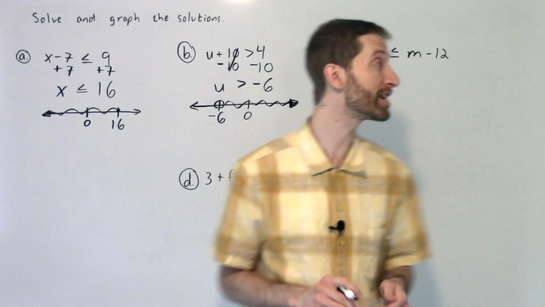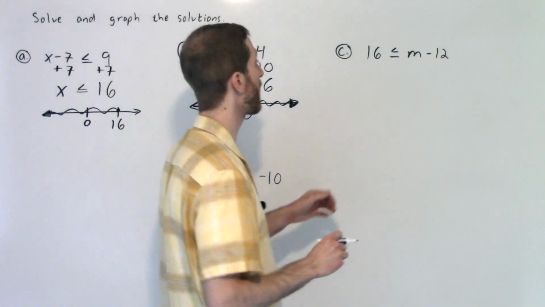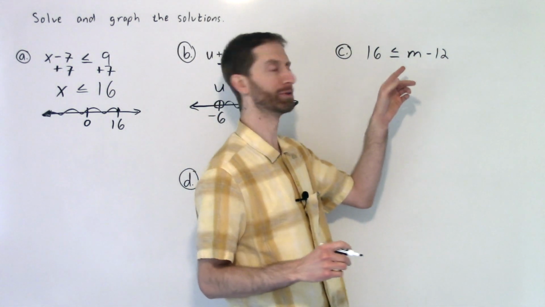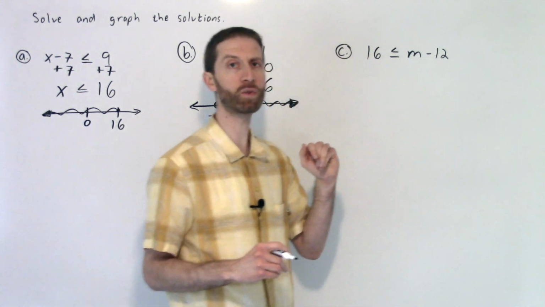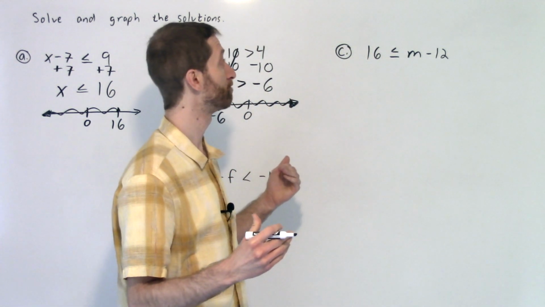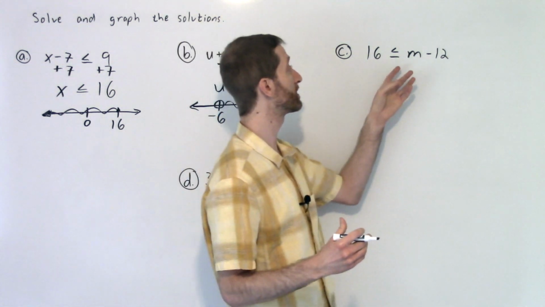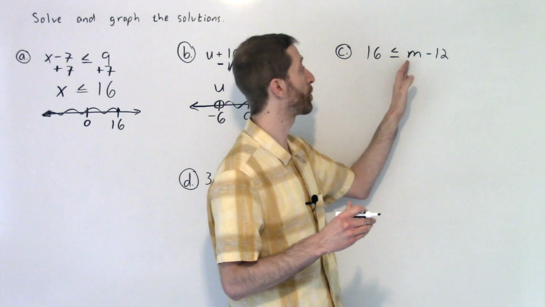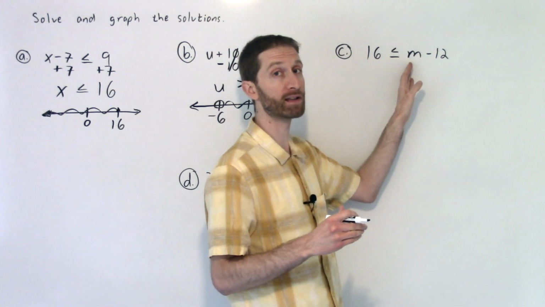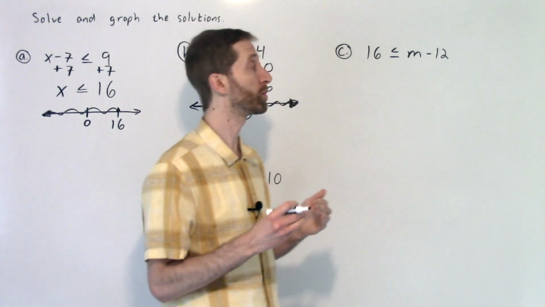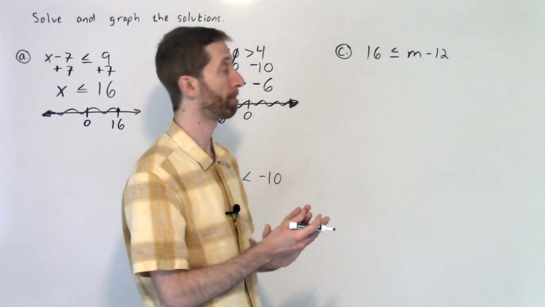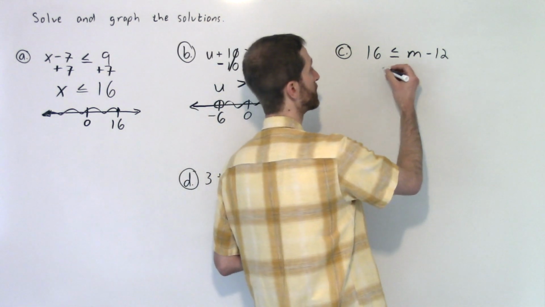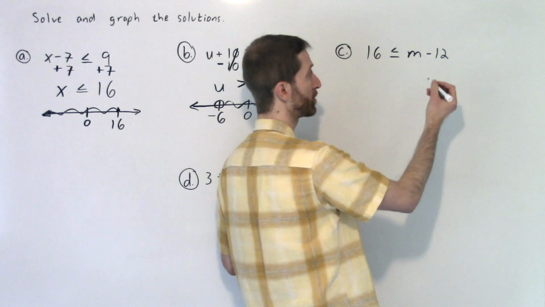On to letter C. So let's check this one out. We've got 16 is less than or equal to m minus 12. So what is that all about? Well, the main idea here is I kind of switch things up. I put the inequality in such a way that you've got a variable on the right-hand side. A lot of people are uncomfortable with this and prefer switching everything up, having the variable on the left. So there's two ways of doing this problem. I'll show you both ways.